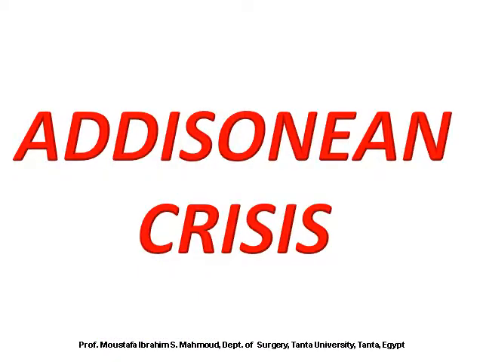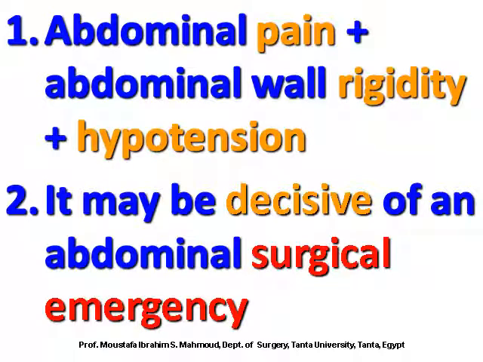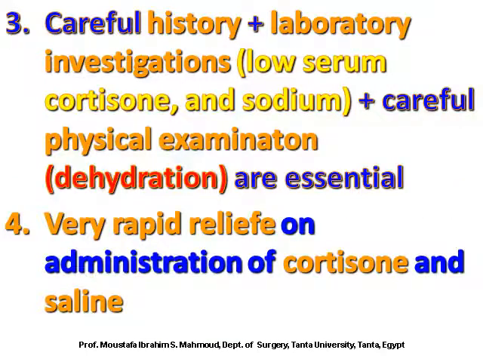Addisonian crisis. Abdominal pain plus abdominal wall rigidity plus hypotension. It may be decisive of an abdominal surgical emergency. Careful history plus laboratory investigations showing low serum cortisone and low sodium, plus careful physical examination, presence of dehydration are essential. Very rapid relief on administration of cortisone and saline.